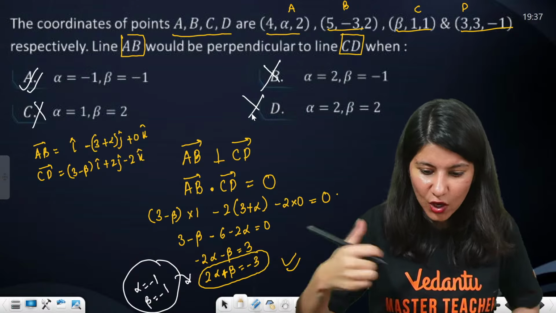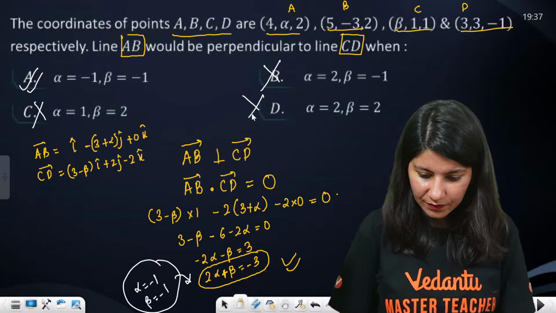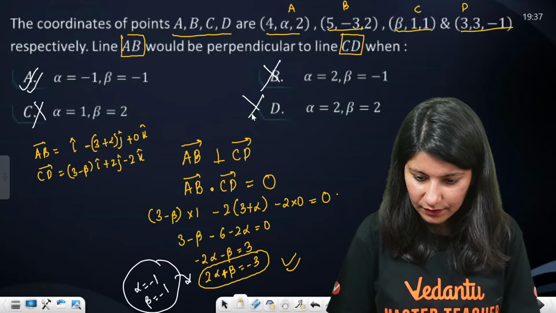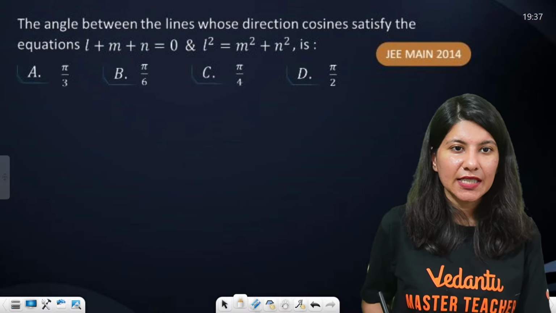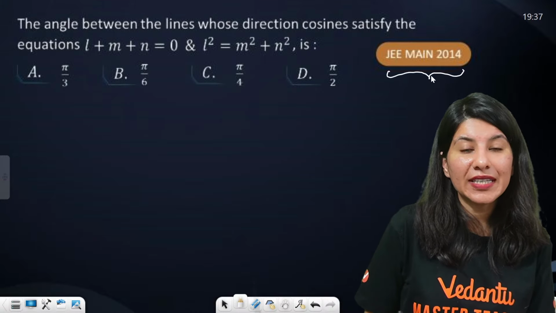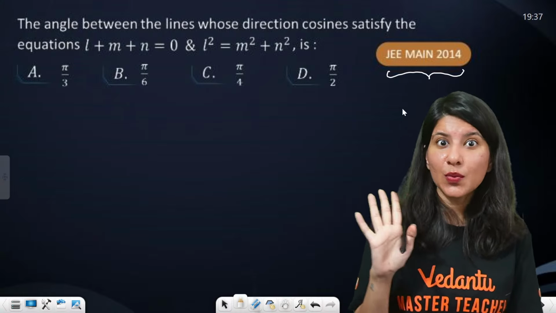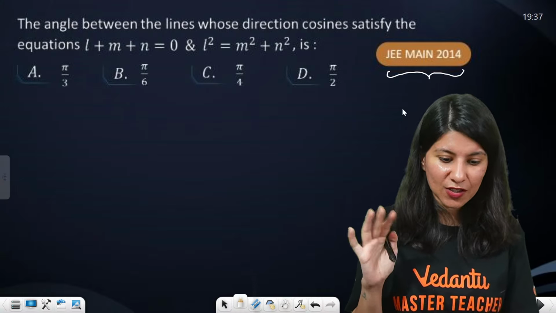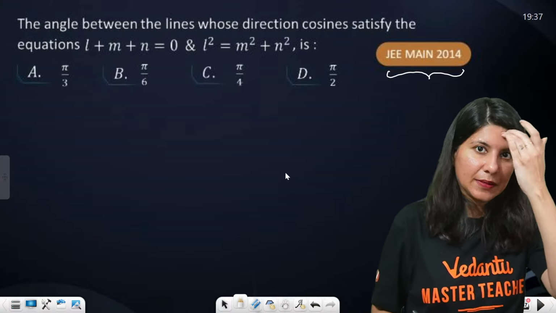Okay, got it? Give me a big thumbs up if you are understanding this. Clear? Shall I move on to the next thing over here? Okay. Now this question was asked in JEE Main 2014. Similar type of question, can you see? Now this question you all must do. This is a must do question for you all.